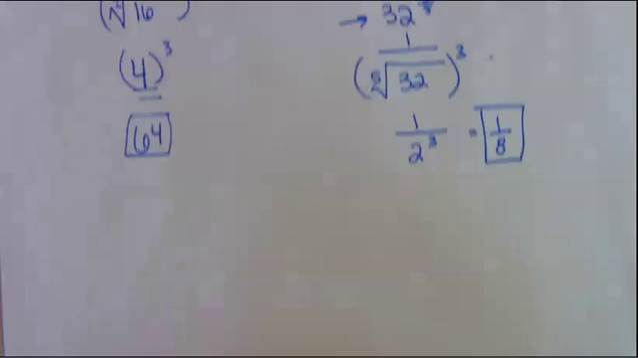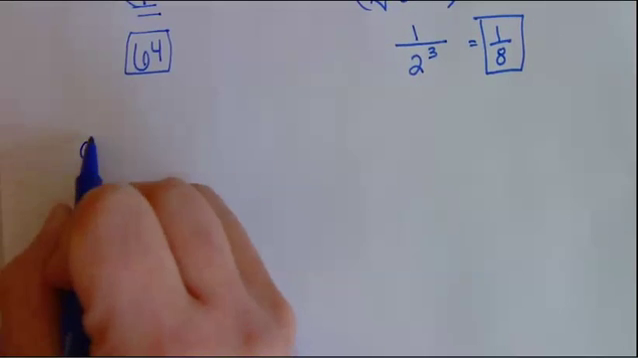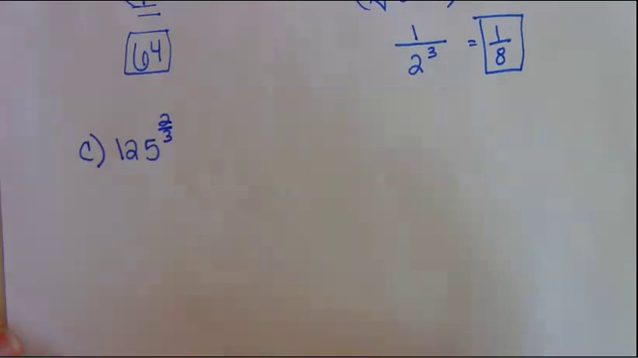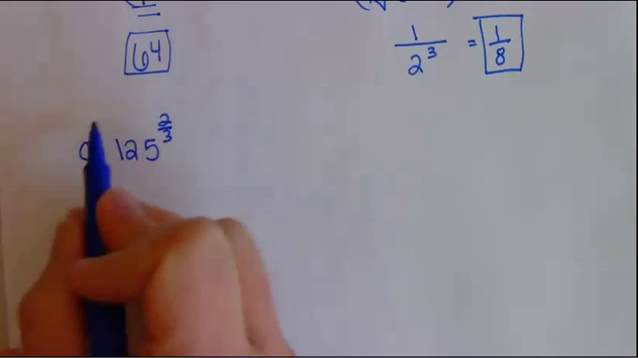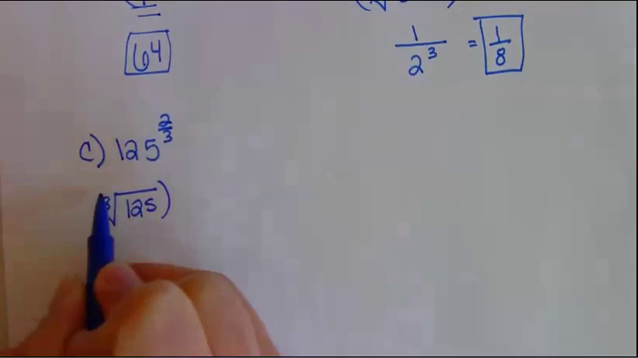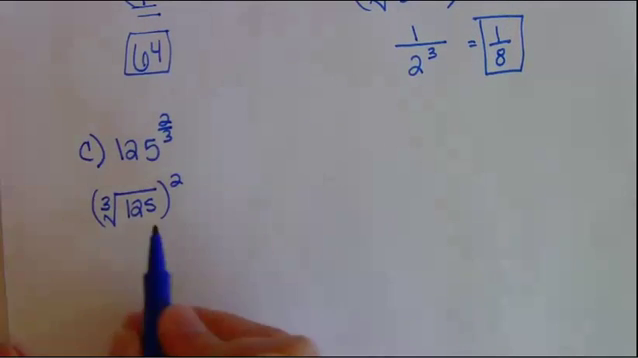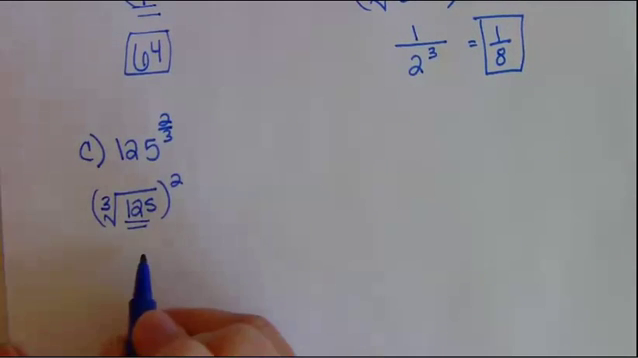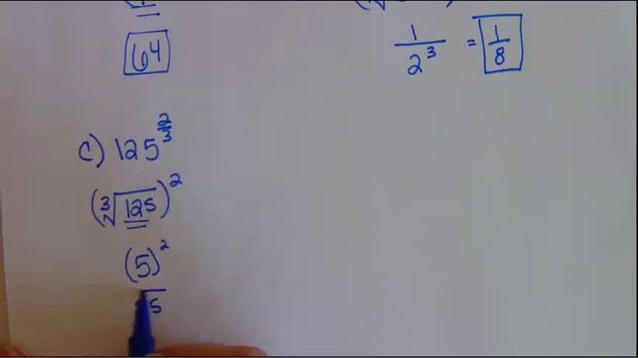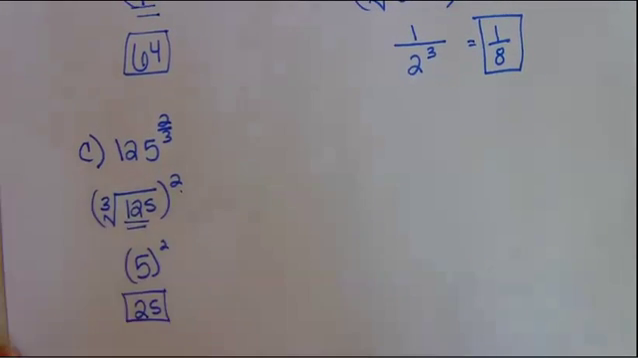All right, one more. So let's take 125 to the 2/3 power. So we're going to, again, put that into radical form. So the cube root of 125 squared. So the cube root of 125 is going to be 5. And then we'll square that and end up with 25. So we're showing our steps nice and clearly.